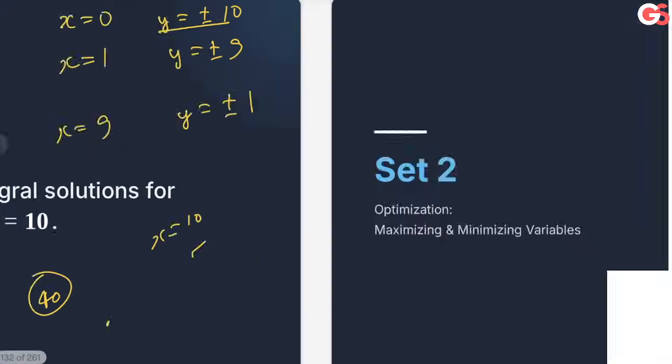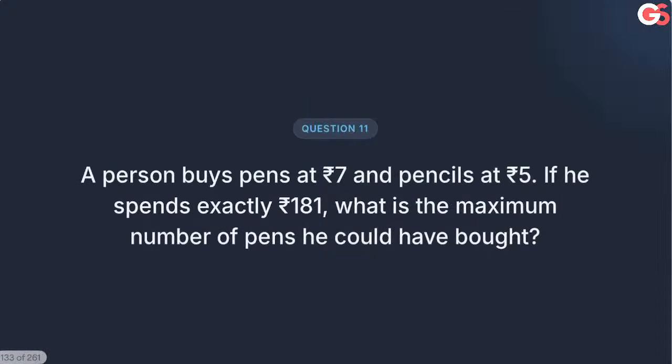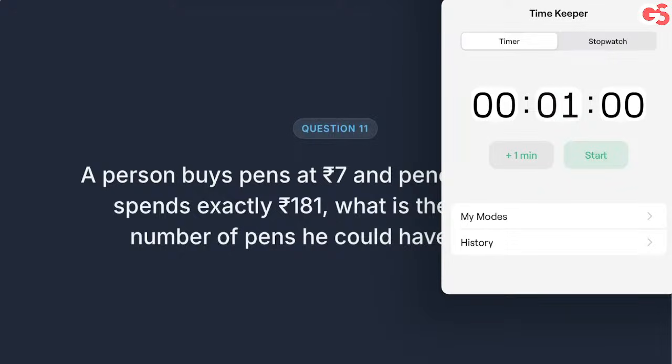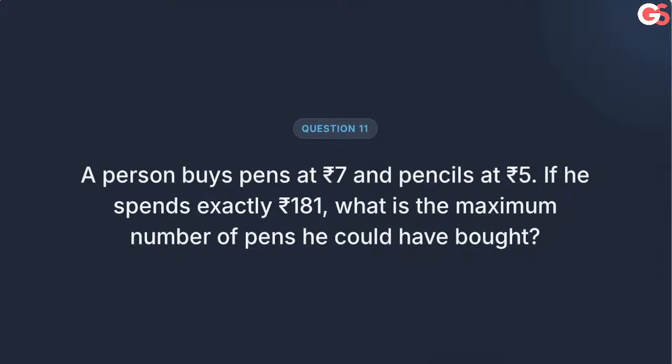Cool. Next. Set 2, optimization. Maximizing and minimizing variables. ठीक है? इसे करते हैं. So it's basic. I'm done with theory. I will give you 40 seconds to 1 minute for these, depending on the question difficulty. Let's do this.